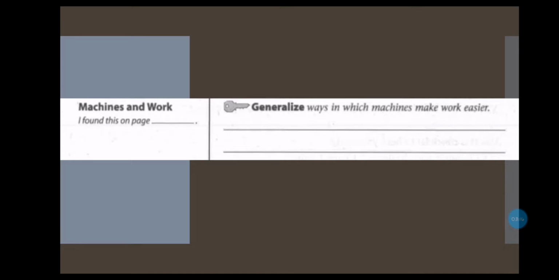Generalize ways in which machines make work easier. The answer is on page 108. They make our work easier by changing the direction or the distance of a force.